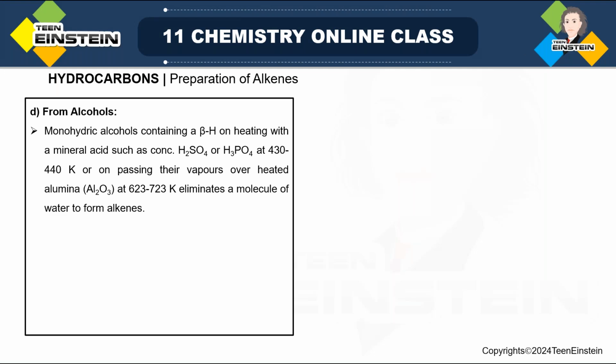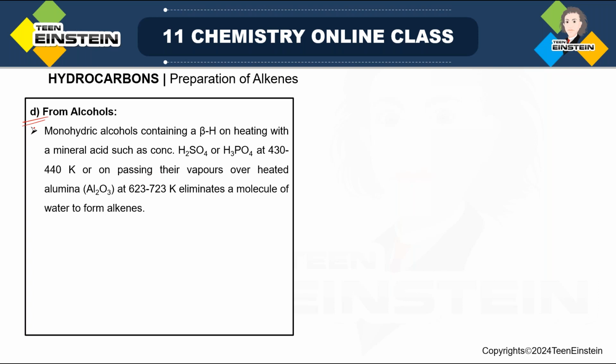Hello everyone, in the last class we discussed the preparation of alkenes, and we will still continue. Two more processes are left for the preparation of alkenes, and once that is finished, we will see some physical properties of alkenes, and after that the chemical properties of alkenes will be discussed. So the first three methods we have seen, and now the fourth method, which is D.